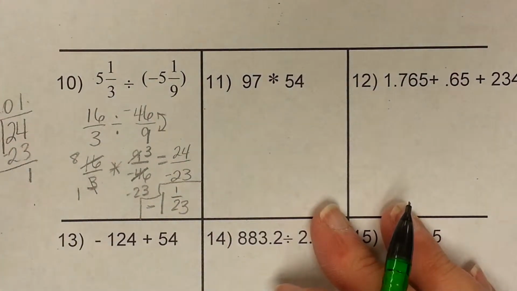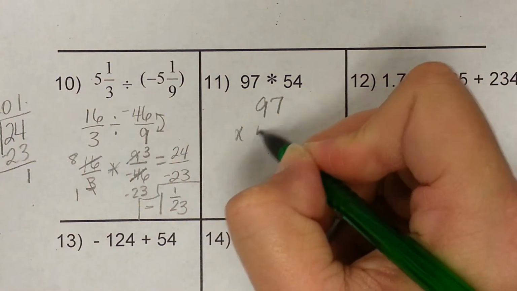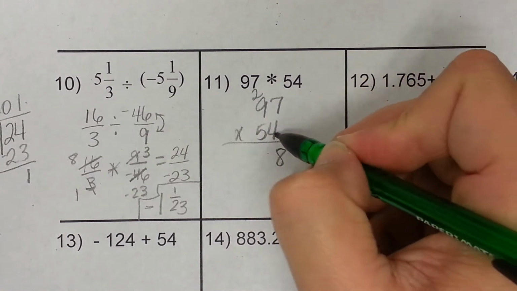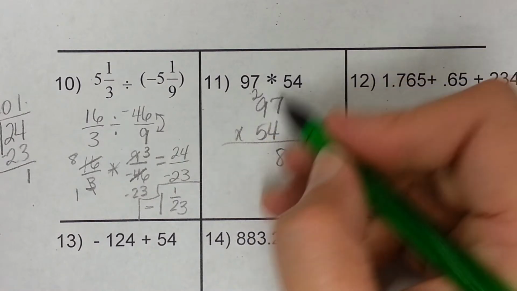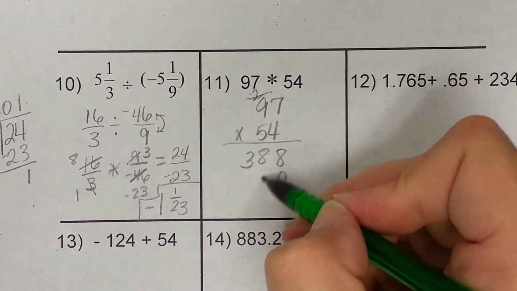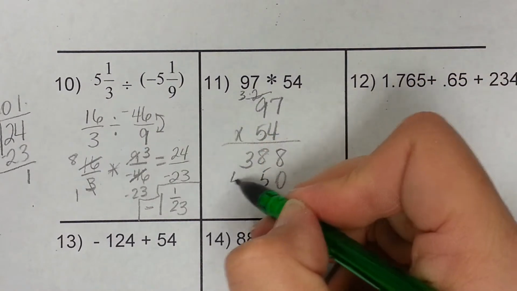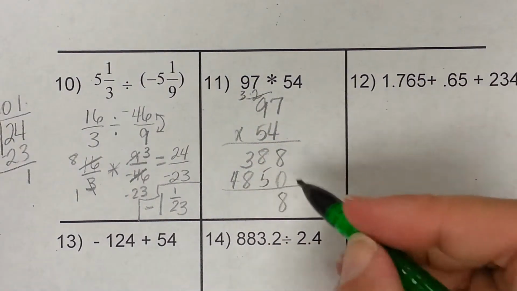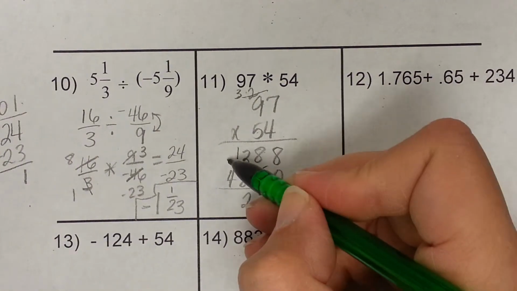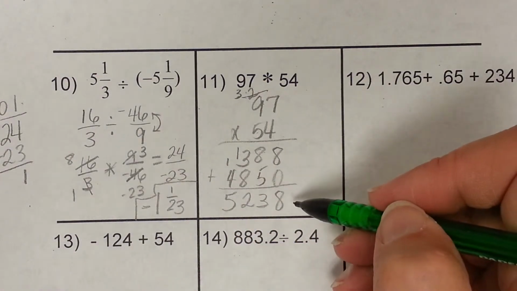For the next one, I have 97 times 54. So 97 times 54. 4 times 7 is 28. I'll carry a 2. 4 times 9 is 36. Plus 2 would be 38. Put my placeholder. 5 times 7 would be 35. So we'll carry a 3. 5 times 9 is 45. Plus 3 would be 48. When I add, I have 8, 13, 12, and 5. So 5,238.